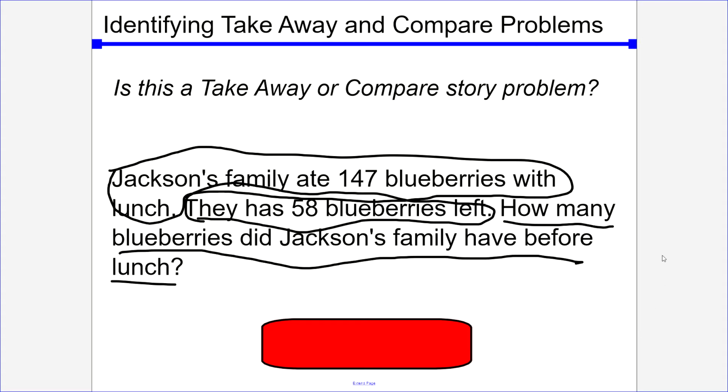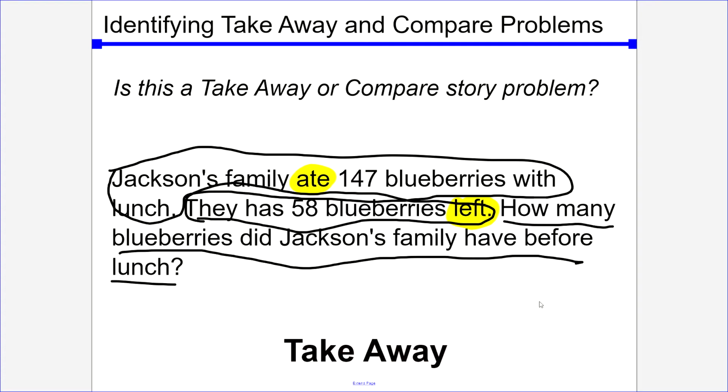So 3rd grade, let's think about this. What key words help us know what's happening in the problem? Well, we know that they ate some blueberries with lunch, they had some left, and we want to know how many they had before lunch. Oh, I noticed that there's an action in this problem. Jackson's family ate some of the blueberries, and then they only had some left. I know that when you eat something, you have less of it left over. It makes the amount decrease. So I know that ate is a takeaway action. That tells me that this problem is a takeaway problem because it includes a takeaway action.